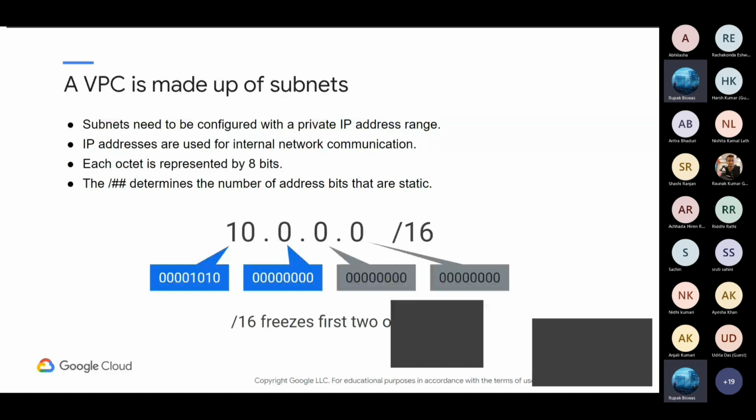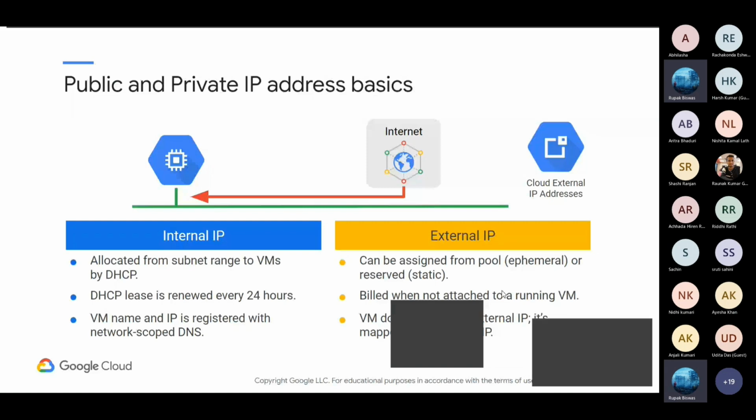As I mentioned earlier, an IP address can be of two types. One is public IP address or private IP address, or we can say external IP or internal IP. Those terms are synonymous. An external IP can be assigned by Google, or it can be static. In the case of Google Cloud, if this external IP is not attached to some running service like a VM, then you have to pay some bill for it. The VM does not know the external IP; it's mapped to its internal IP address.